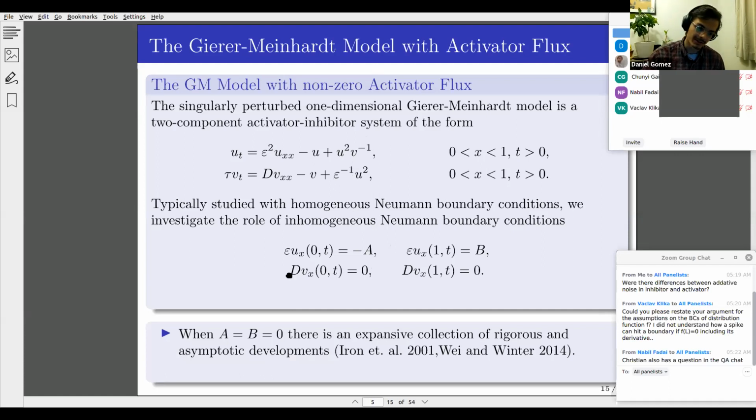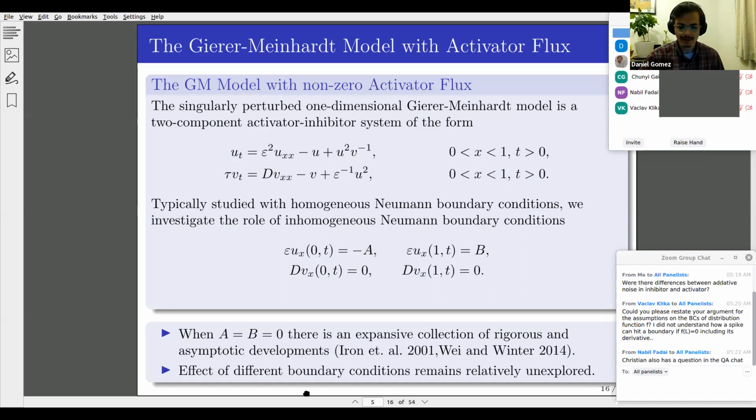So as Chunyi's talk focused on noise, ours is actually going to focus on what happens when you introduce non-homogeneous boundary conditions. So what happens when there is a sudden flux in the activator? We chose to work with the activator because adding a non-zero flux at the boundaries for the inhibitor does cause some changes to the structure and stability of these spike solutions, but it's actually not that drastic of a change. And even though when A and B are equal to 0, so when there is no activator flux, there is a lot of literature, the effects of considering different boundary conditions remain relatively unexplored.